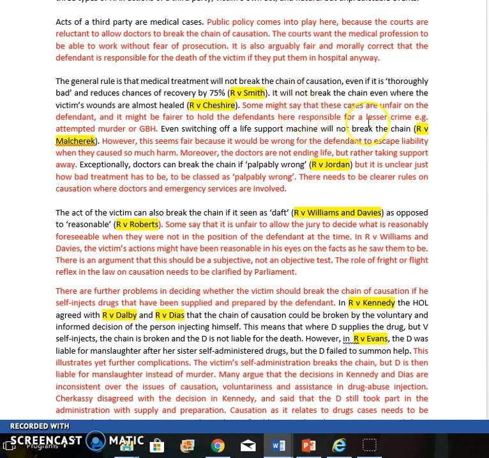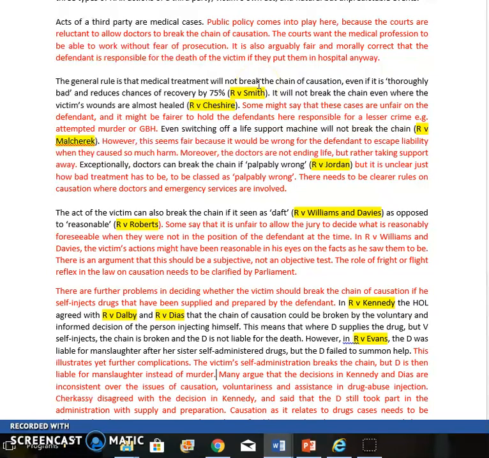Okay, I want to concentrate on my AO2. So I've shown that I know the ratios and I want to say whether they're fair or not. So you could argue cases of Smith and Cheshire seem a bit unfair because the issues that happened, for instance, in Smith, the treatment was thoroughly bad. It did reduce chances by 75%, which is huge.